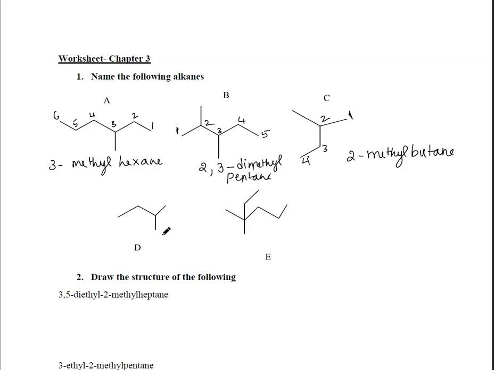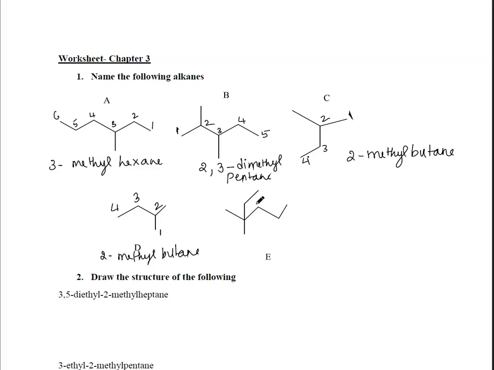Now, if you look at D and C, they both are identical compounds, and we can make sure that they're identical by naming them again. This one will also be 2-methyl butane, right? 2-methyl butane. So the best way to make sure that your compounds are identical or different is to give them the IUPAC nomenclature.